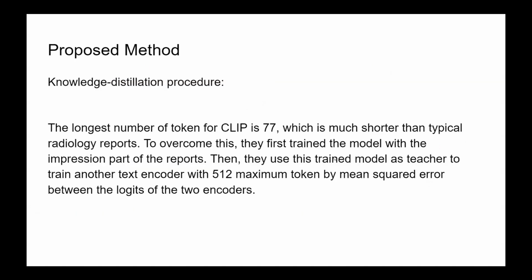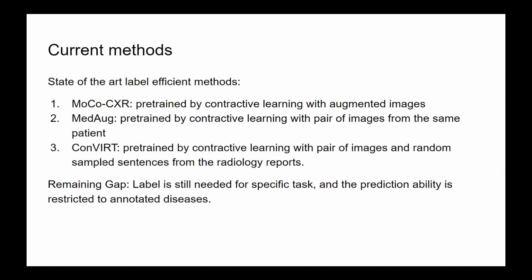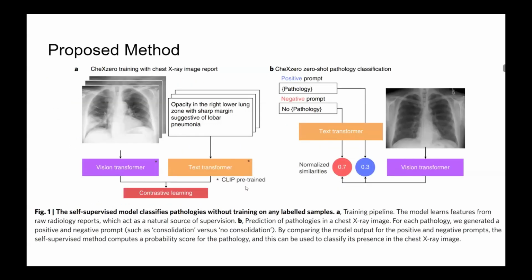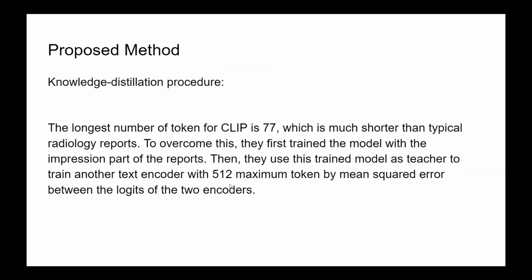And one more thing to mention is they use the knowledge distillation procedure, because as I mentioned before, this method also uses a pair of images, but the text part is different. They randomly sampled sentences from the radiology report. This is because CLIP and other similar text transformers at that time cannot take very long sentences. The longest number of tokens for CLIP is 77, which is too short for a radiology report.